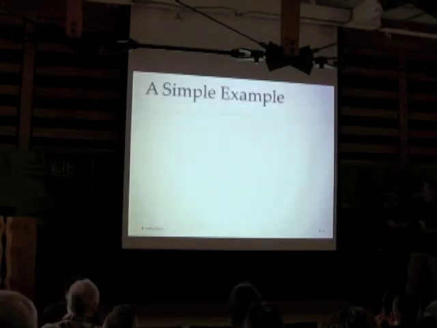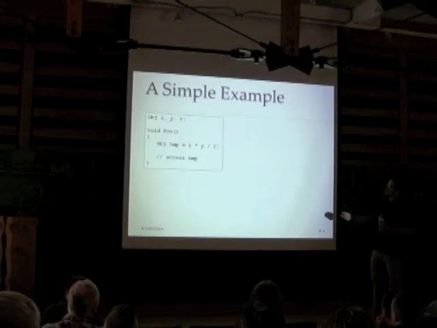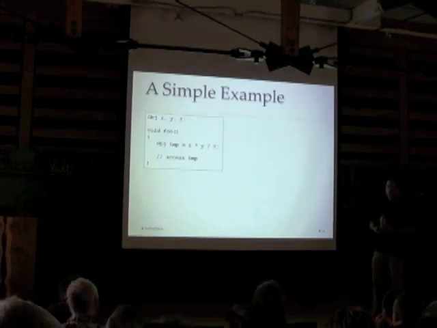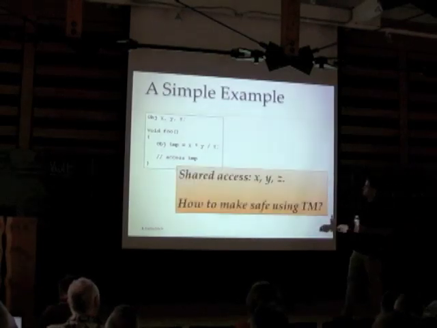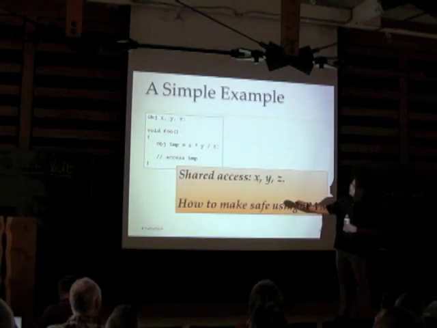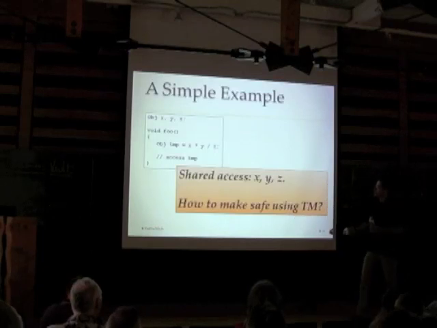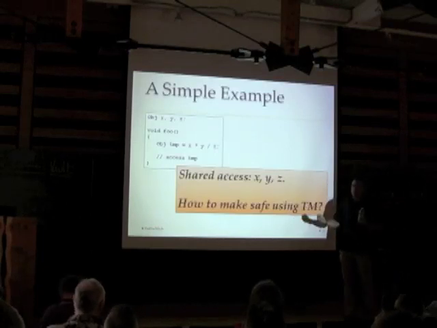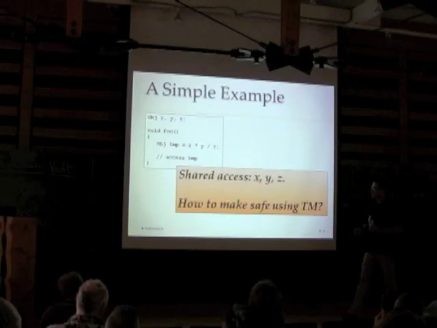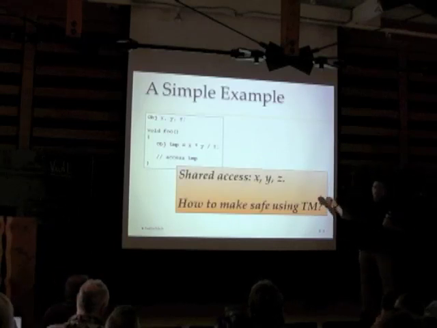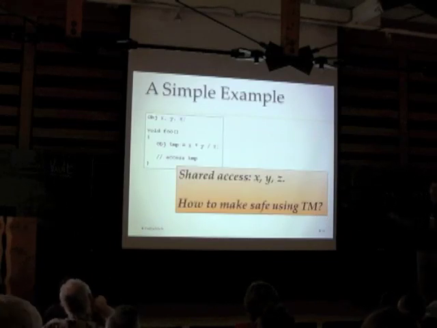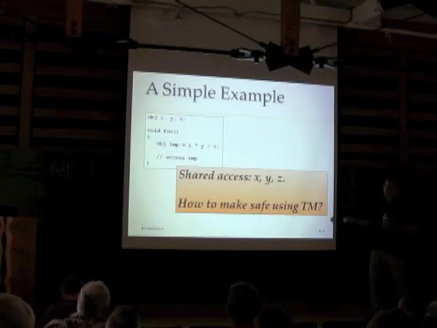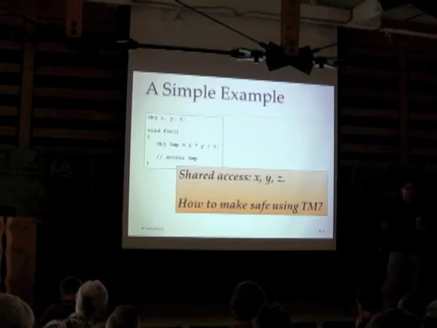One other example that I'd like to quickly go over is relatively simple. What we have here is an object that is being set to the expression from these three shared variables, x, y, and z. And we don't know what object is. Object could be anything. In a sequential, single-threaded program, this works just fine. But as soon as we make it multi-threaded, we need to synchronize the access here. So the question is, how do we make this safe using transactional memory?